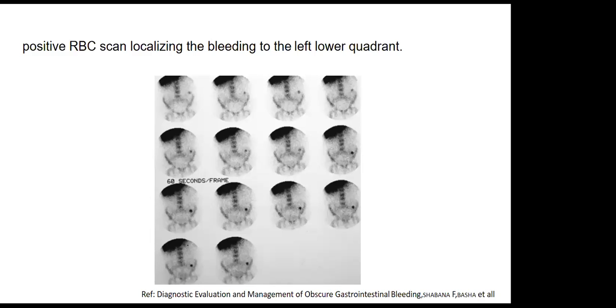The image in the slide shows positive RBC scan localization, which localizes the site of bleeding in the left lower quadrant. It cannot localize to the exact anatomical location. It only gives us the quadrant in that area. Yes sir, it can be colon, it can be small bowel, it can be stomach also. So that is the disadvantage of this particular scan. It only says whether there is active bleeding or not. Yes, sir. Okay.